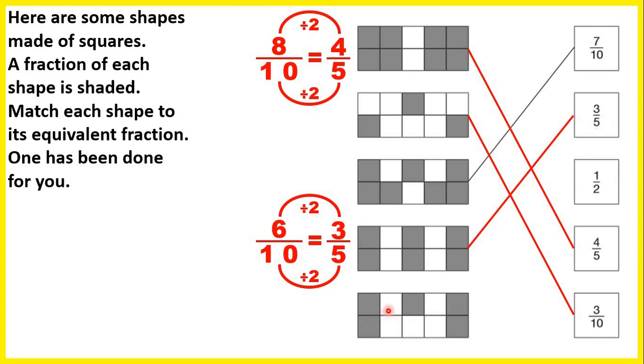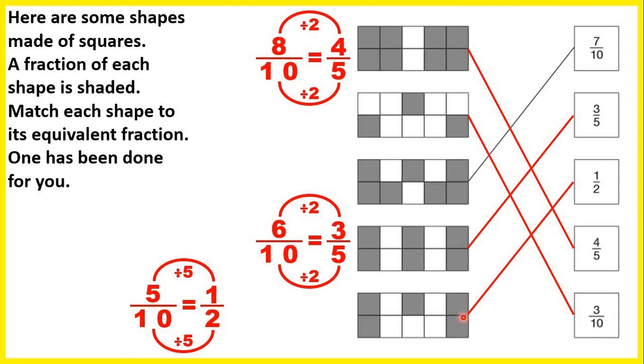And here we have 5 tenths. If we divide both the numerator and denominator by 5, because 5 is a factor of 5 and 10, we get 1/2. So this shape here, we can say that 1/2 is shaded.